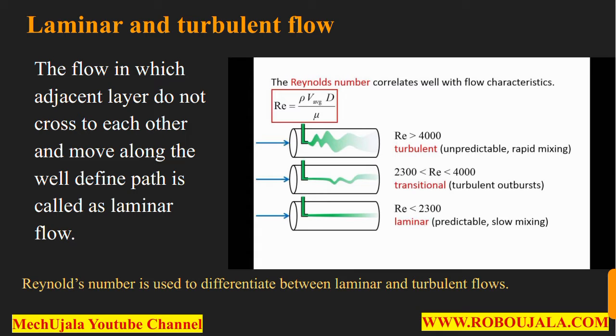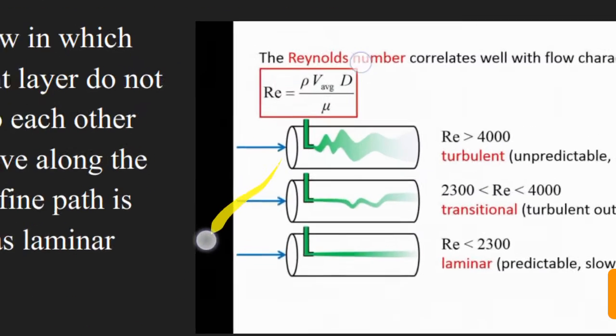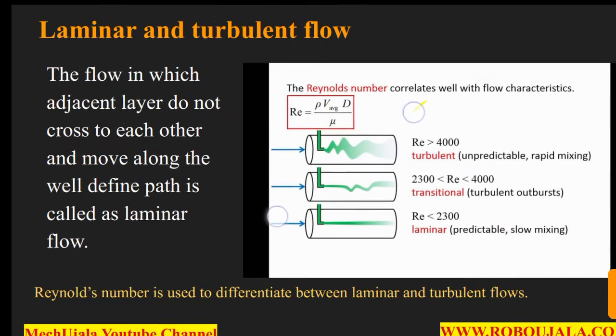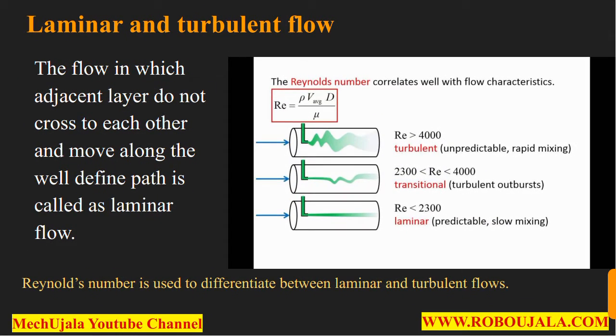We can calculate the Reynolds number by using this formula: rho v average d by mu. Rho is density, v average is the average velocity, and d is the diameter, as you can see. The Reynolds number is used to differentiate between laminar and turbulent flow. So that is how we can find which is laminar, transitional or turbulent flow by using this formula.